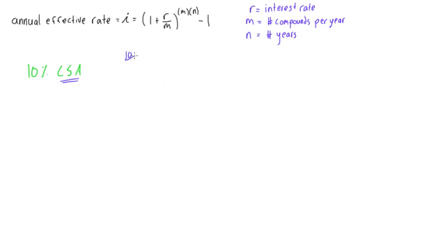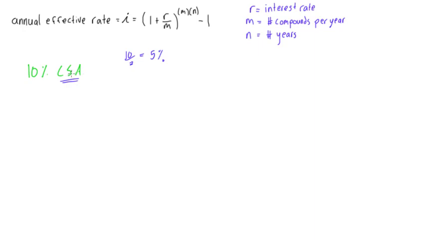So we get 10 divided by 2 is going to give us 5%. And however many times in the year you're compounding, this is the rate that you're going to get in your interest. So basically 10% compounded semi-annually is going to pay you 5% interest after 6 months, and then 5% interest again compounded, but after 12 months.